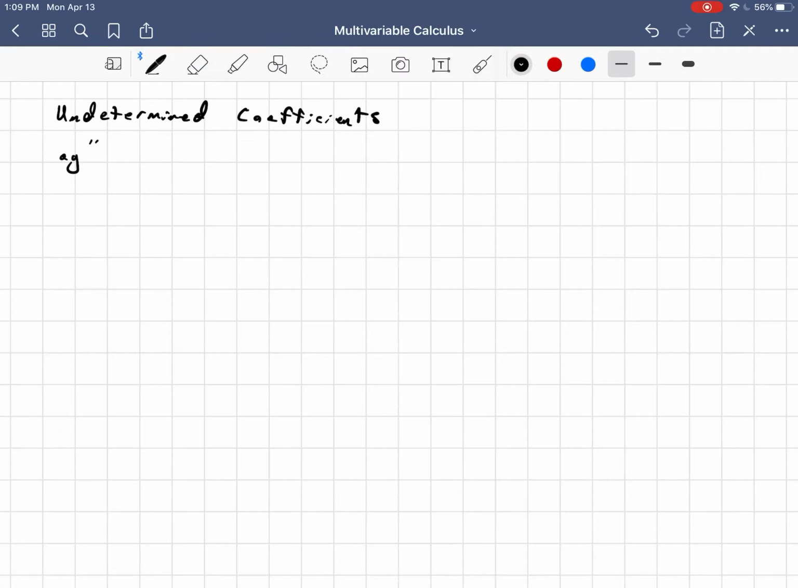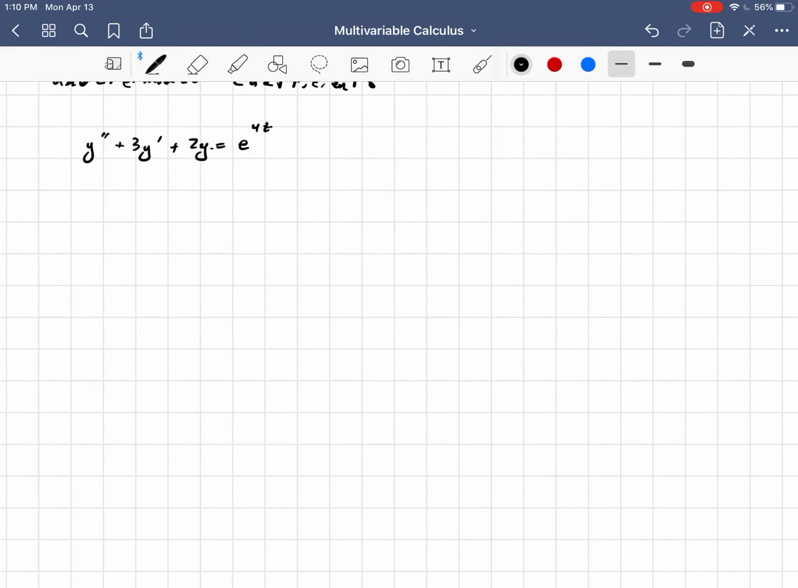The method of undetermined coefficients concerns differential equations of the form ay double prime plus by prime plus cy, but not equal to 0, equal to some combination of sines, cosines, e's, and powers. So, as an example, let's consider y double prime plus 3y prime plus 2y equals e to the 4t.